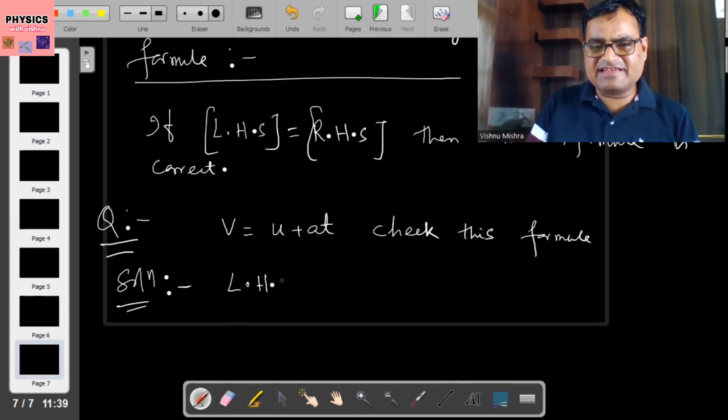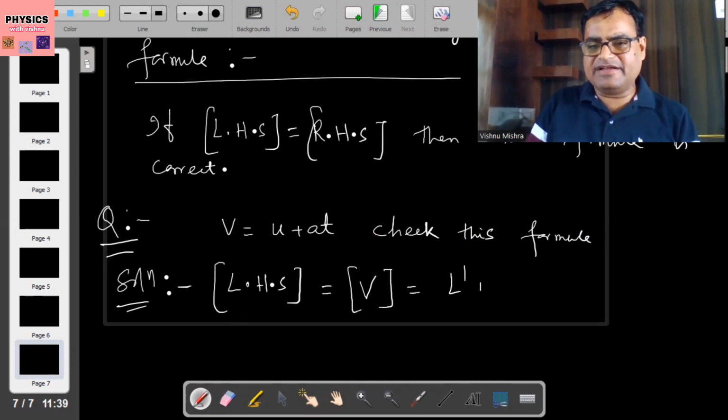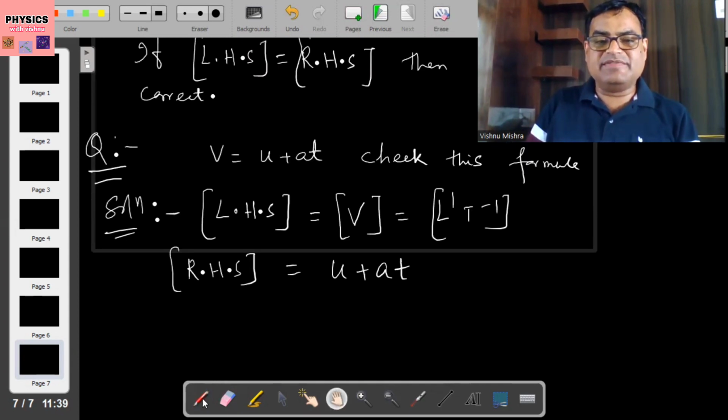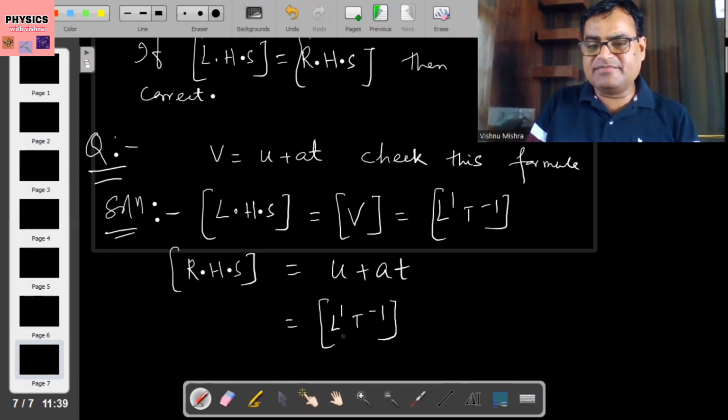Now you see the LHS dimension. The LHS dimension is that of the final velocity v, which is L^1 T^-1. Clear? Now the RHS dimension, u + at. What is the dimension of u? u is the initial velocity, the starting velocity, same as velocity: L^1 T^-1. Clear? Plus acceleration. What is the acceleration dimension? Its unit is meter per second square, so L^1 T^-2.